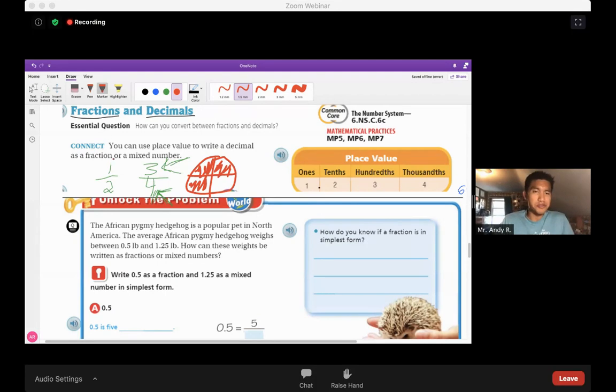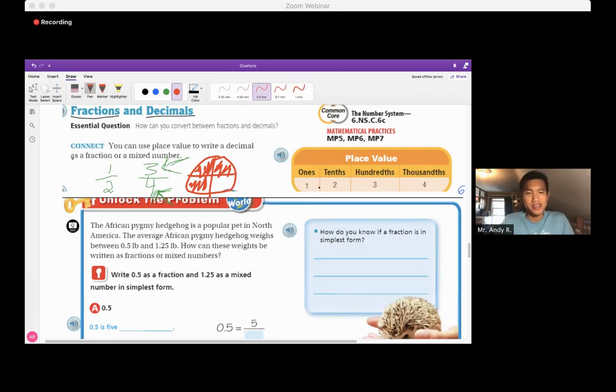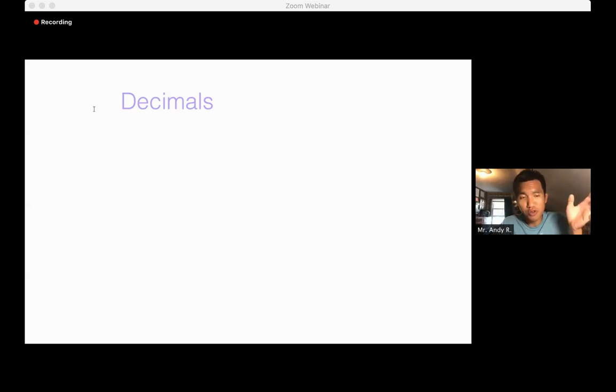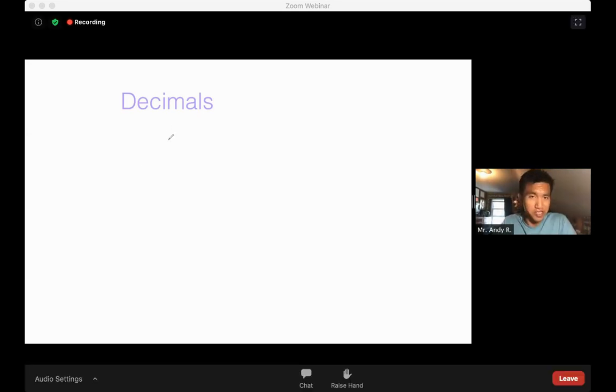Hey, decimals. Decimals are numbers that... Now, a little different. I'm going to bring us to the whiteboard for this. Decimals are numbers that also represent fractions. In fact, they basically represent partial amounts too. So they're just about the same as fractions. They're just written differently.